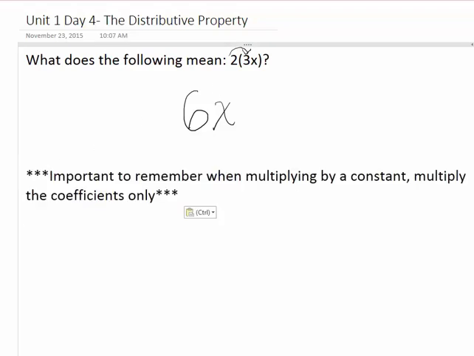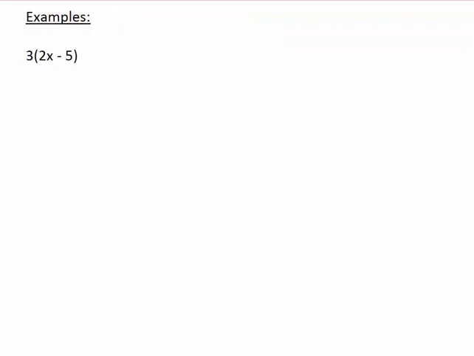So it's important to remember when multiplying by a constant, multiply the coefficients only. So that process is an example of the distributive property. So let's work on our first example. As you can see, we have 3(2x - 5).